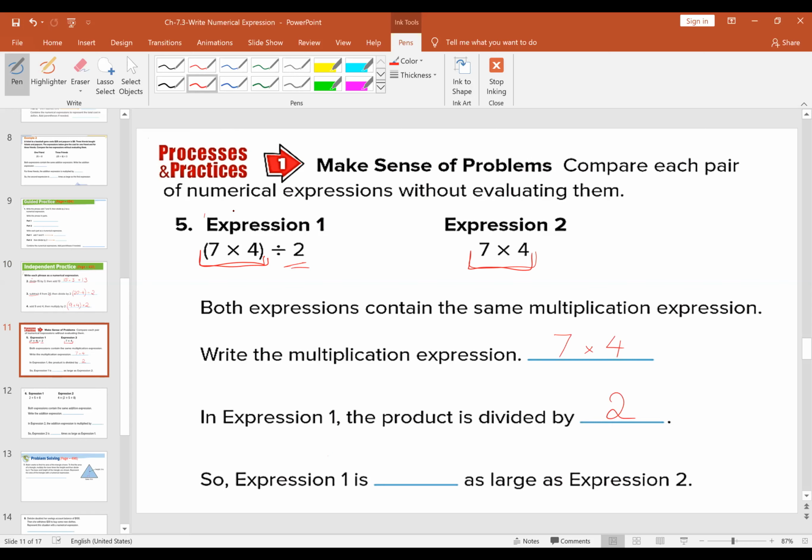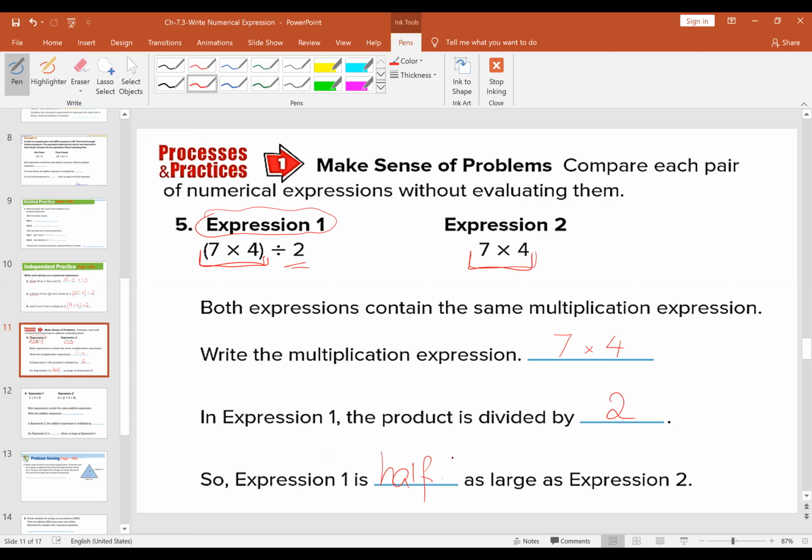Therefore, according to expression 1, the product is divided by 2. So expression 1 is how much as large as expression 2? It is half of expression 2 because it is divided by 2. Therefore, it is half as large as expression 2.